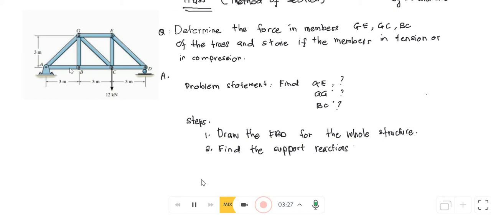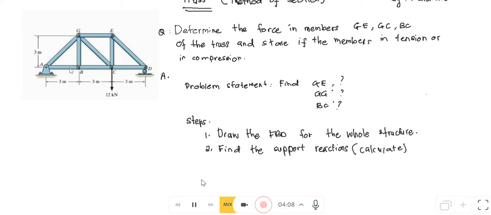Okay, so in this case, we have a pin. The truss is supported by pin and also by roller. So we can see that the truss is supported by pin at A and by roller at point D. So we have to calculate that. So find the support reaction here. It means we have to calculate.